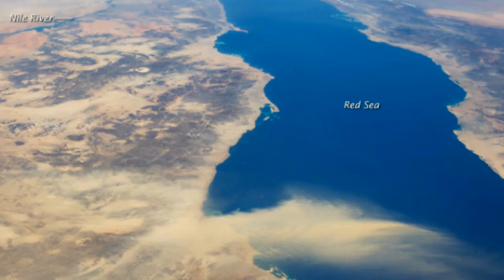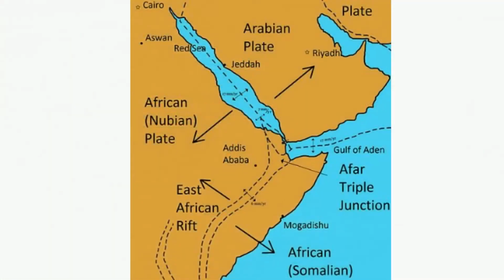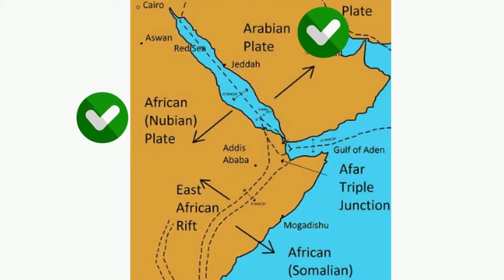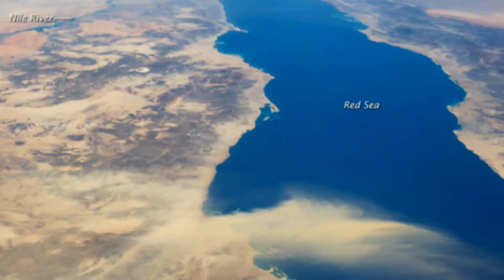The Red Sea is another example. The Red Sea was formed by the divergence between the African plate and the Arabian plate. The rift transitioned eventually from a continental and continental to a continental and oceanic plate boundary.